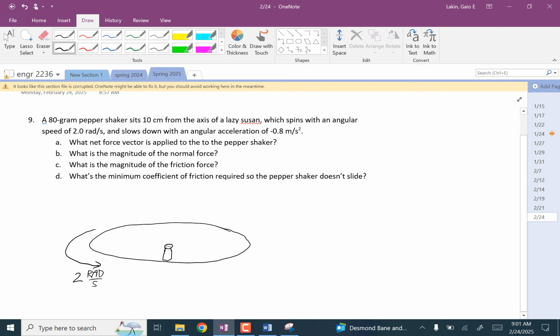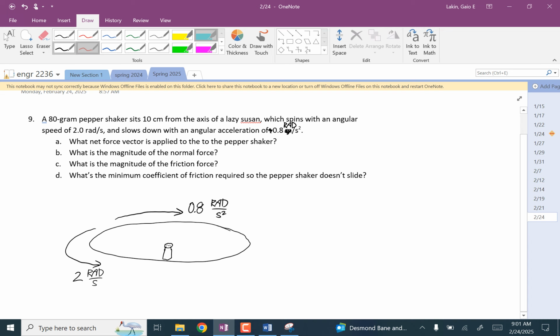And it's slowing down. I don't know, that negative there is a little redundant, but it has an angular acceleration this way of 0.8 radians per second squared. Okay, that's kind of a mess, but this is an angular acceleration. That negative shouldn't be there. So none of that helped make this simple. I will grant you that.